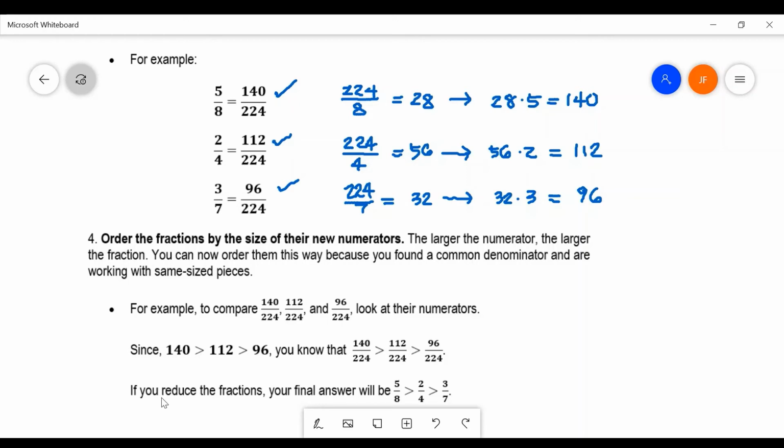If we are going to reduce the fractions, our final answer will be 5/8 greater than 2/4 greater than 3/7.